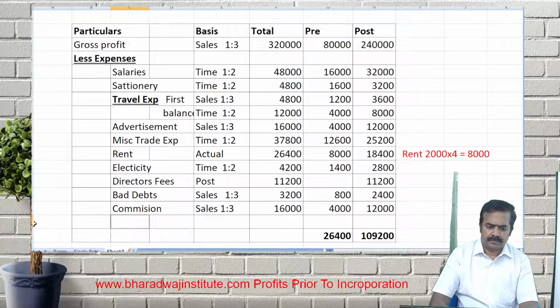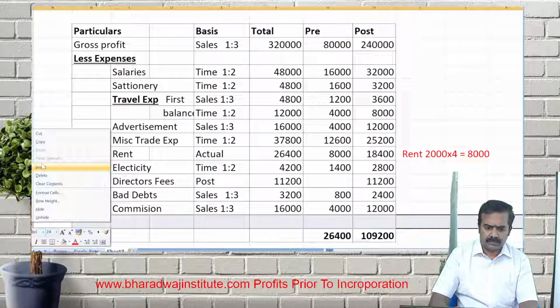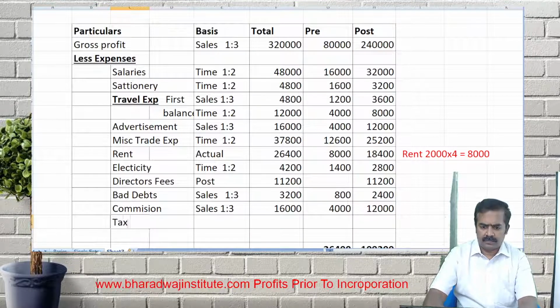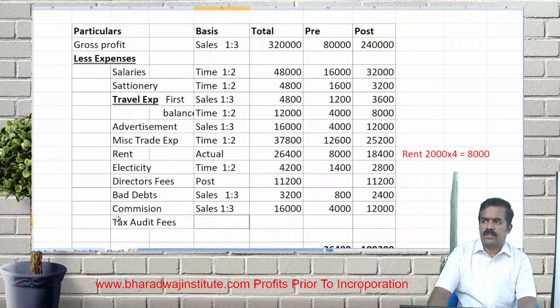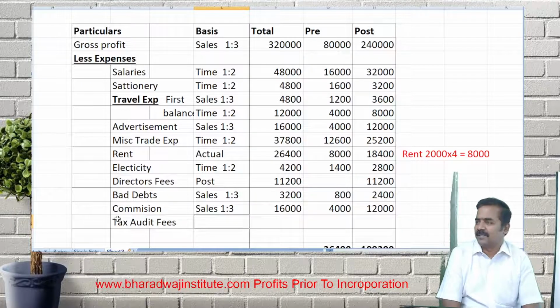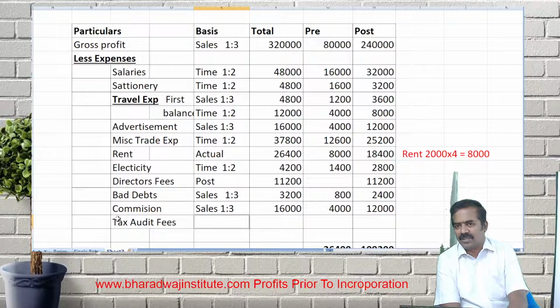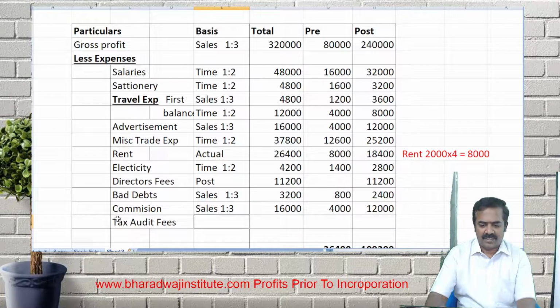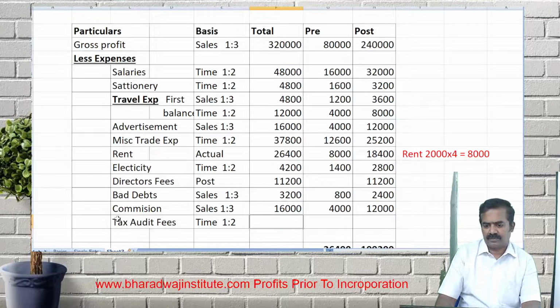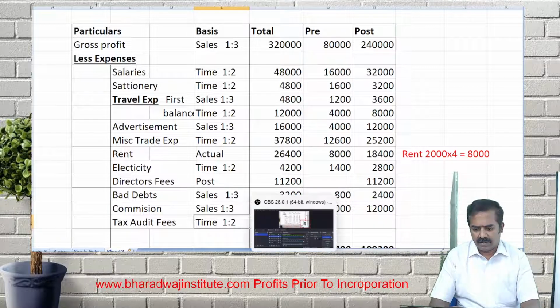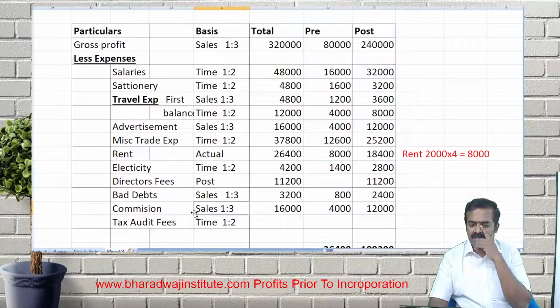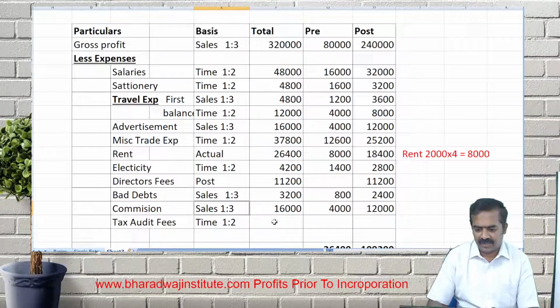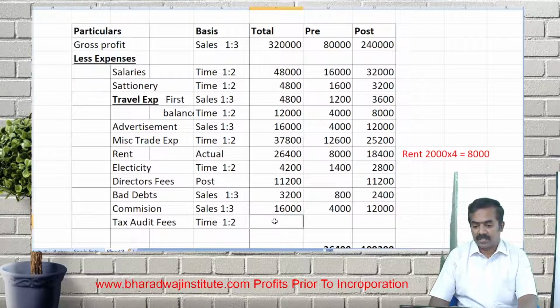Then audit fees. Tax audit, the auditor will do for the whole year or only for the company's period? Tax audit is not based on company or non-company. It is based on turnover limits. You will learn in PGBB chapter. Time ratio. No. Based on turnover, the tax audit applicability is there. What is the amount? 1,000.